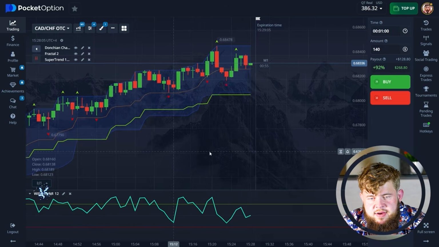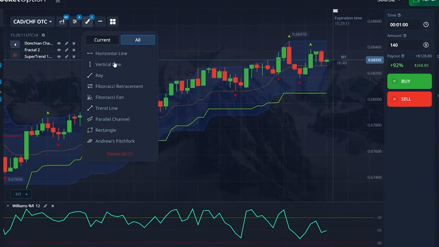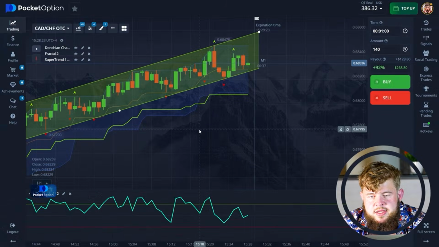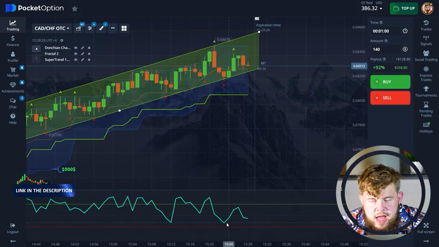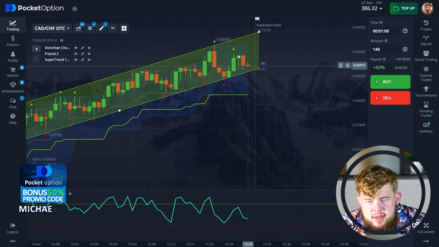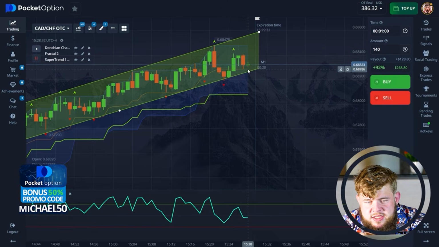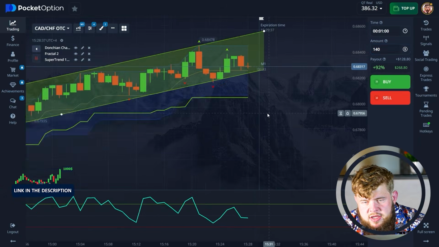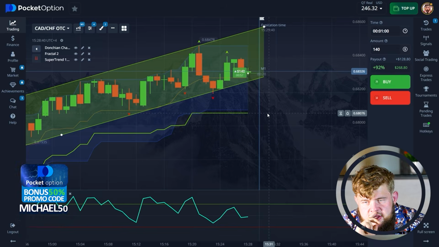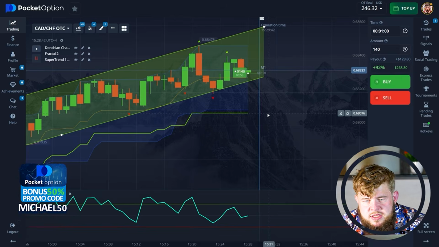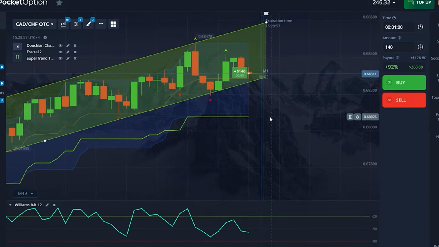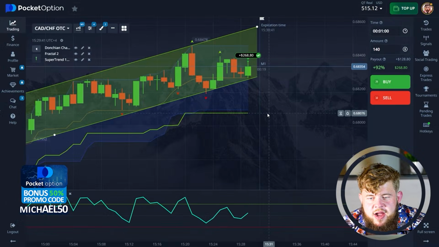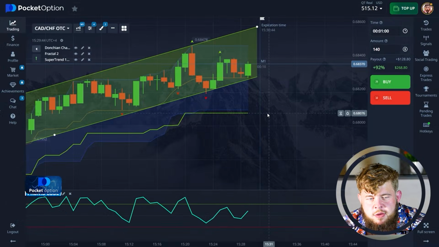Let's check CAD CHF currency pair. You can clearly see that price is moving in a very sharp upgoing channel. Now we're hitting the bottom line of this upgoing channel. So that's why from here, we're highly likely to receive the pullback reaction. Let's open buy position. It's opened. We have $246 right now. Fine, so we have $515. This trade was also profitable.